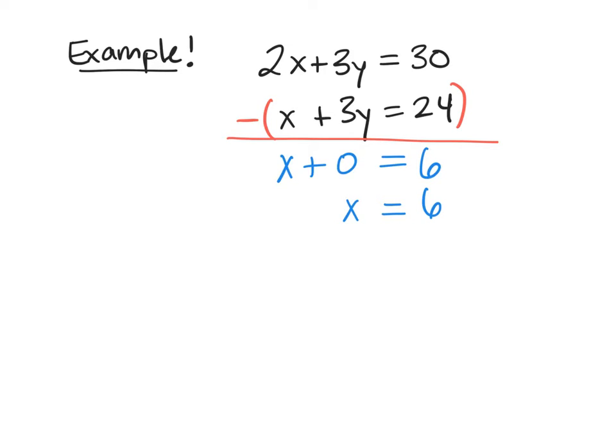Now, as you know, our final answer must have an ordered pair to it. So what we have is the x value, which is 6, comma, so I need the y value to go right here. So how do you think I could figure out the y value?